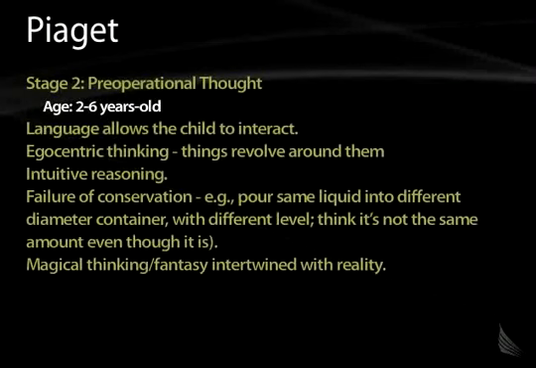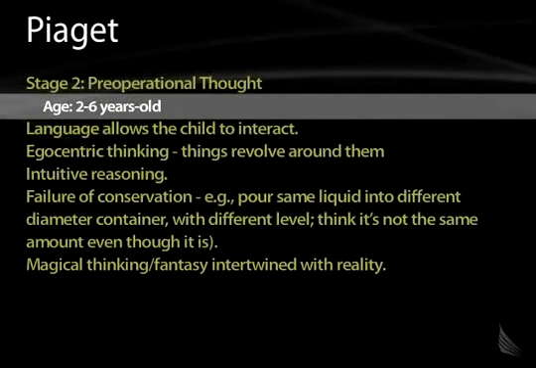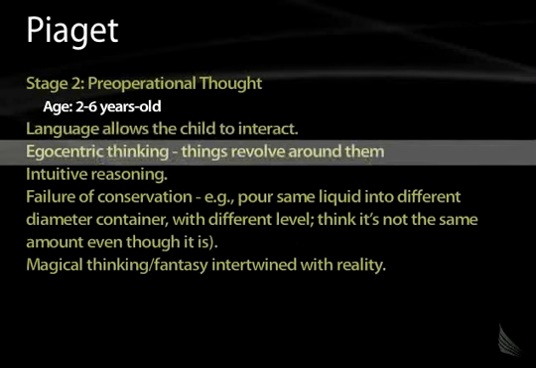The next stage is pre-operational thought, and this is from the ages of 2 to 6 years old. There are 3 main topics that are important in pre-operational thought. First is egocentric thinking. If you see a 2-year-old who's playing and he does something that he thinks is great, and he stops and looks around to see if everybody else is going to start clapping for him, well, that's what that means. He thinks that everyone and everything revolves around him. The world revolves around the infant.